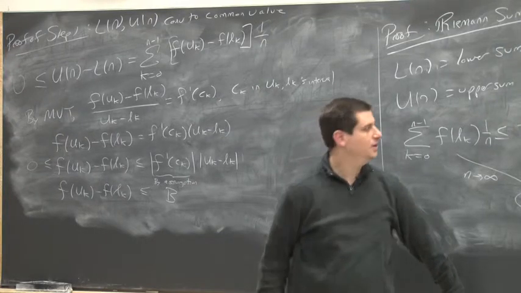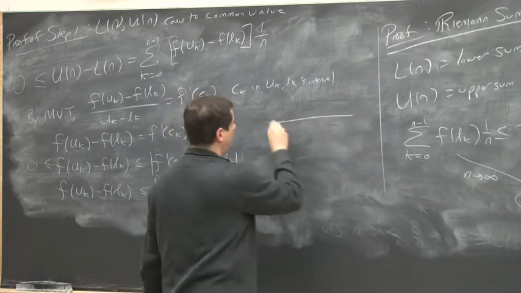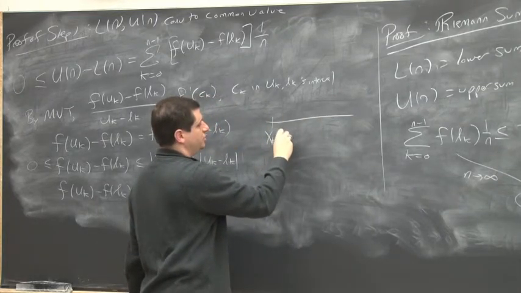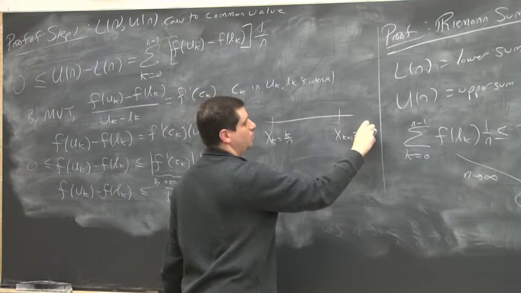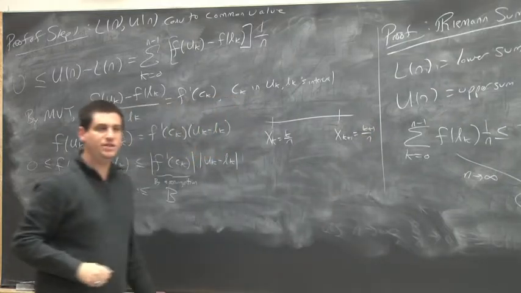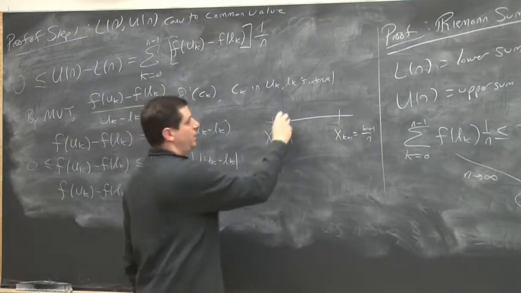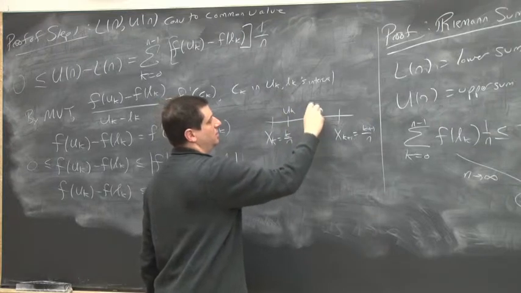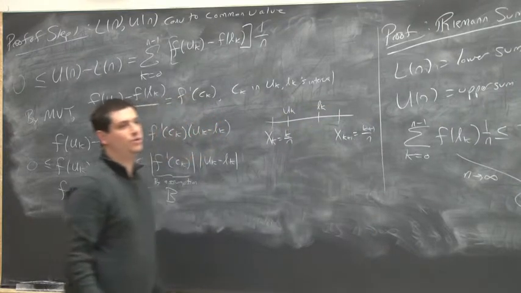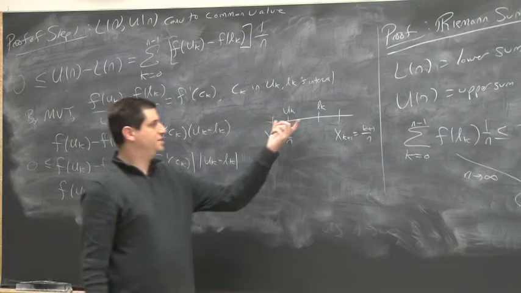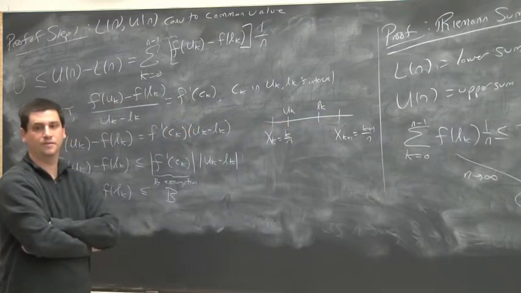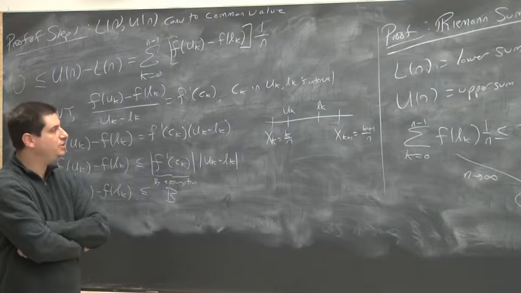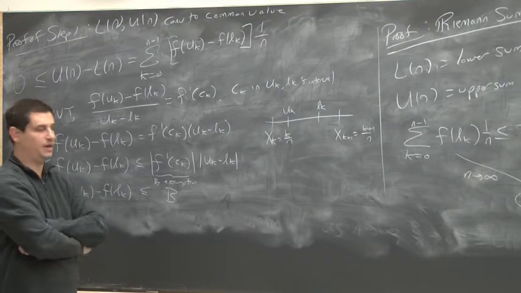1 over n. So we know here's xk, which is k over n. And here's xk plus 1, which is k plus 1 over n. So the distance between the endpoints is 1 over n. uk is somewhere in here. lk is somewhere in here. I don't know which one is first. But the distance between them can't be larger than the distance between the endpoints. And so we know the distance between uk and lk is at most 1 over n.